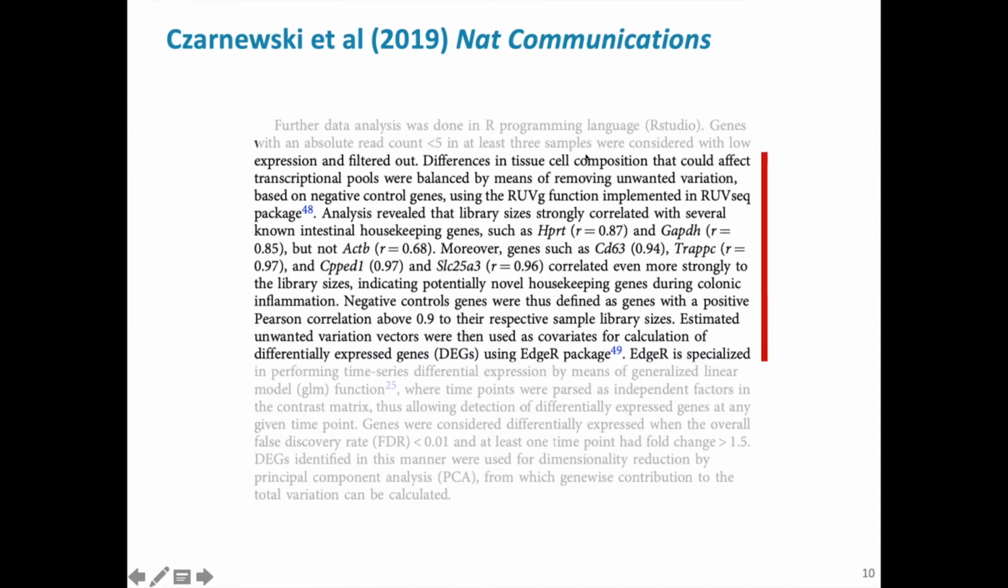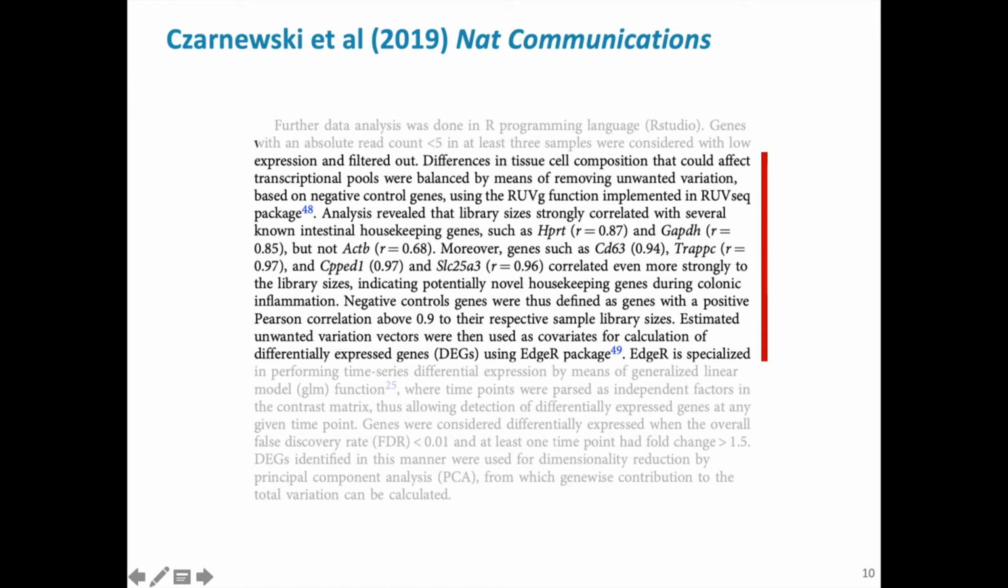Here, the differences in cell composition that could affect transcriptional pools were balanced by means of removing unwanted variation based on negative control genes using the RUVg function. Roy actually mentioned this one, but we didn't use it in the paper. Here I show how I get the housekeeping genes, controlling them for correlation between the genes and the library sizes. These negative control genes were thus defined as genes with positive Pearson correlation. And the estimation of the unwanted variation was used as covariates here for calculation of differential gene expression.